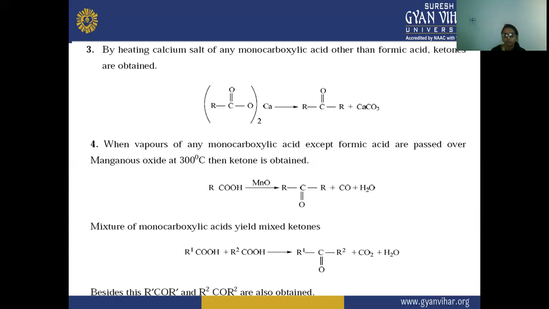Here the mixture of monocarboxylic acids is also passed over manganese oxide. Vapor of these is passed over it at 300 degrees centigrade. Then there is a formation of ketone plus CO2 plus H2O. Besides this, RCOR and R'COR' are also obtained, as well as R'COR.